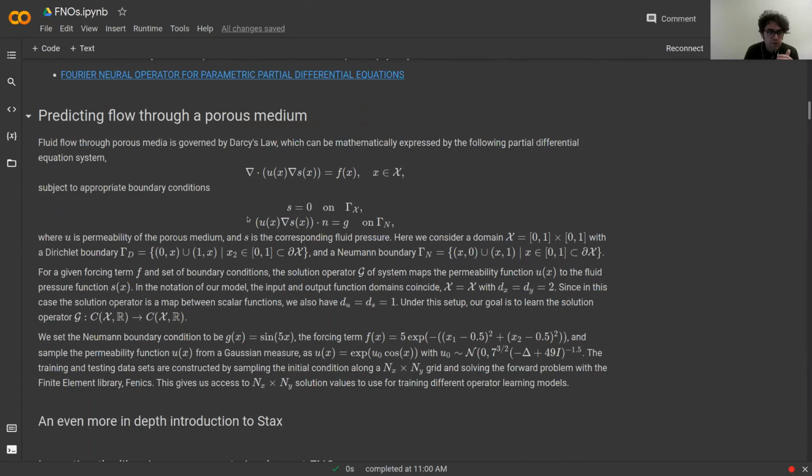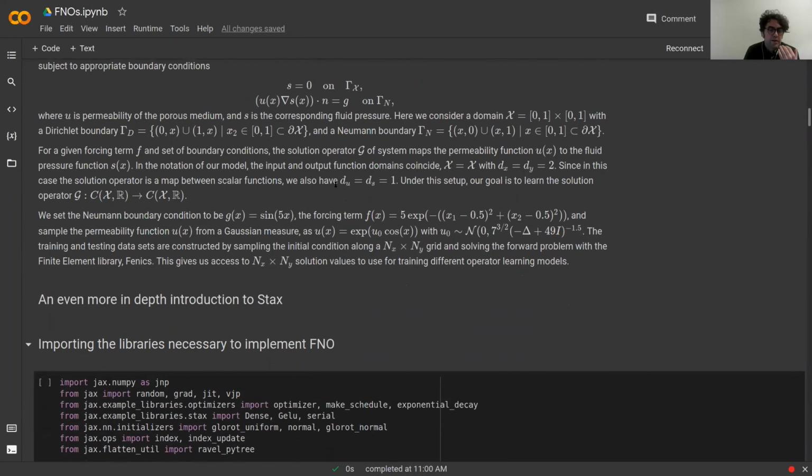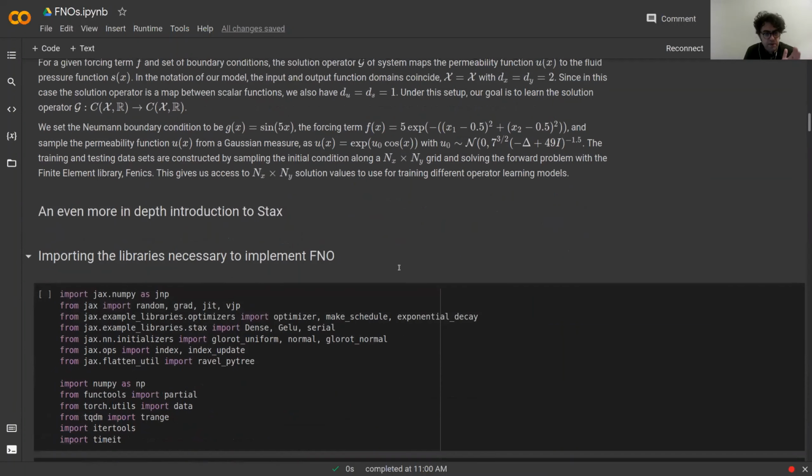Now what we are going to do next is explain the problem that we are trying to solve, which is again the same flow through porous medium. The setup is exactly the same as before. There is again the Darcy law, the same boundary condition, the same dimensionality, the input and output domains coincide, and there are scalar fields. Everything is exactly the same.